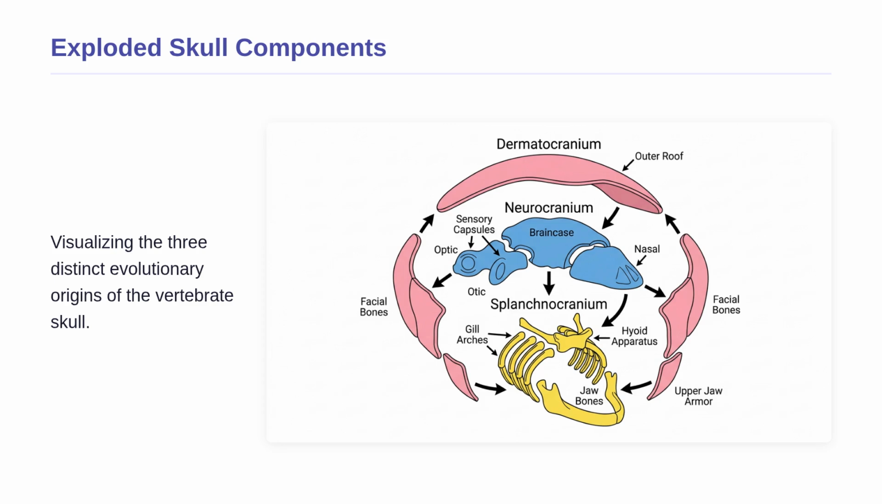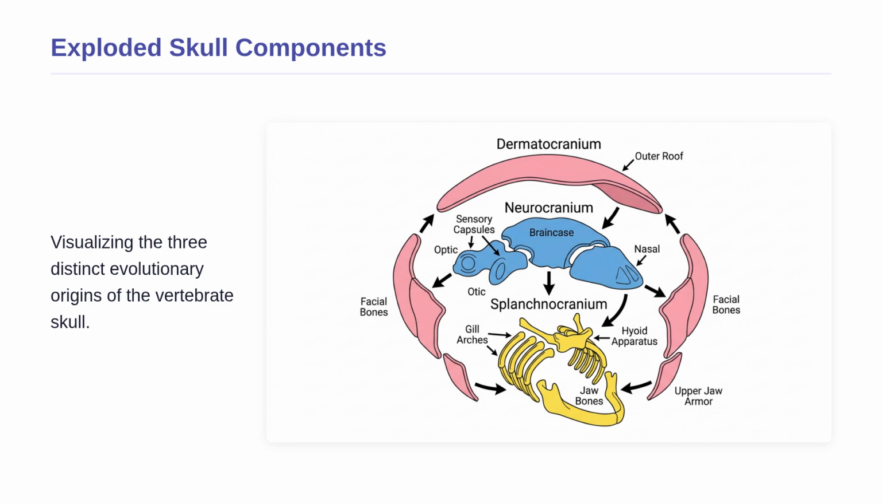Now that we have defined the three components, let us see exactly how they fit together. In this exploded diagram, you can clearly see the modular design of the skull. Notice the blue structure in the center. This is the neurocranium, forming the deep brain case and housing the optic and nasal sensory capsules. Below it, highlighted in yellow, is the Splanchnocranium. You can see the gill arches and how they transition forward into the jaw bones and hyoid apparatus.